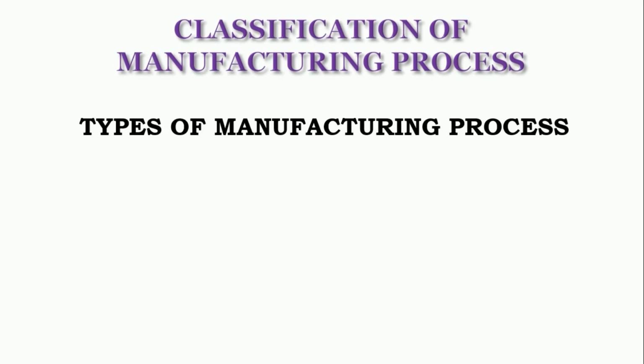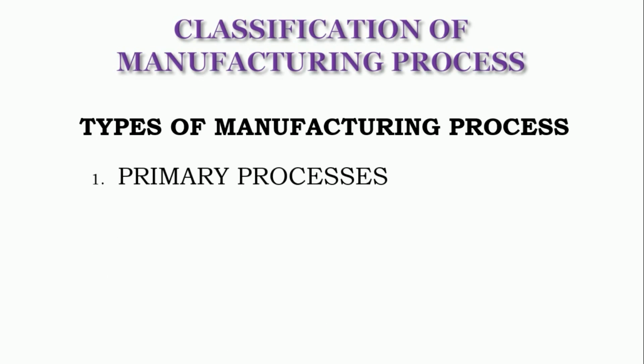Now, what is the classification of the manufacturing processes? In design for manufacturing, we must know what is meant by manufacturing, what the different criteria for manufacturing are, and what the classifications of manufacturing are. First is the primary process. All of you know this. Generally the primary process consists of forming processes, in which casting or mold forming processes come under the primary manufacturing processes.